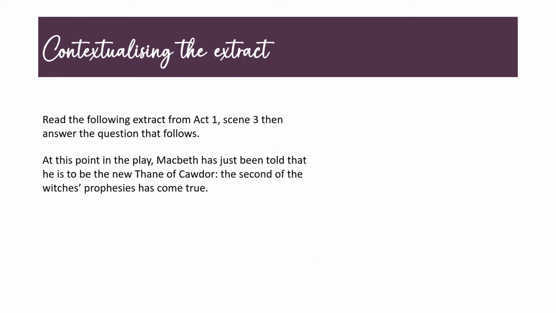So let's break the question down a little bit. It says to read the following extract from Act 1, Scene 3, then answer the question that follows. At this point in the play, Macbeth has just been told that he is to be the new Thane of Cawdor. The second of the witches' prophecies has come true.